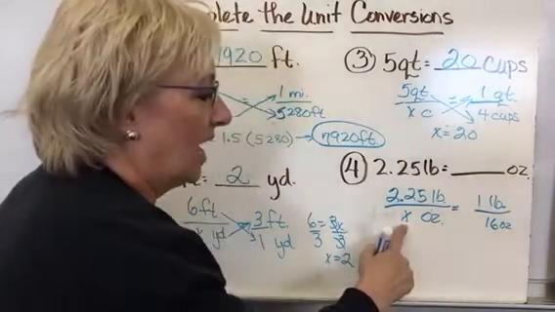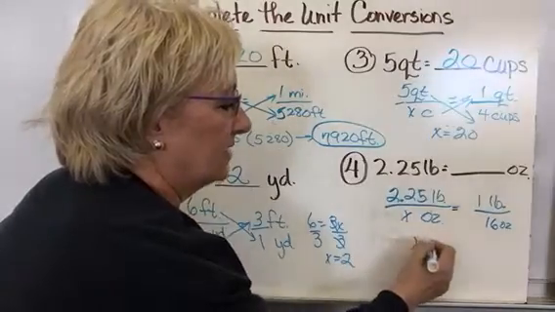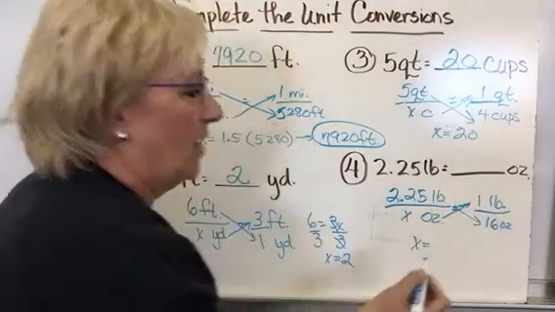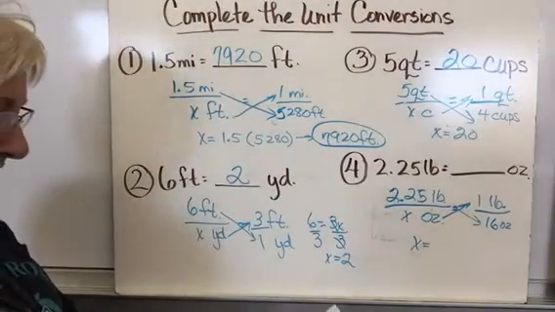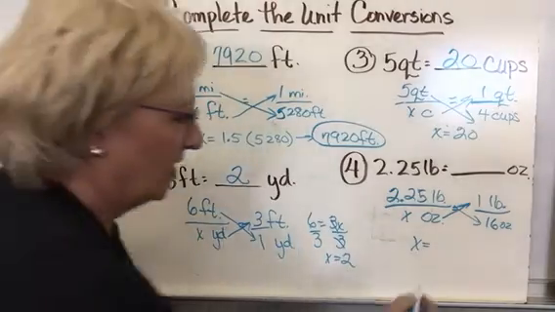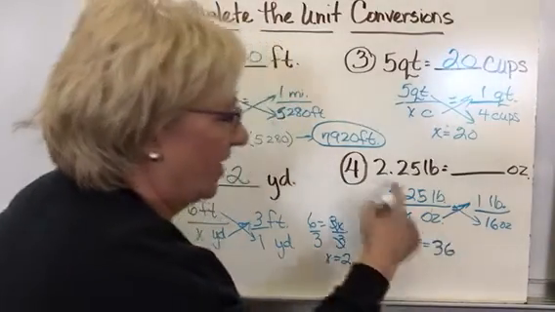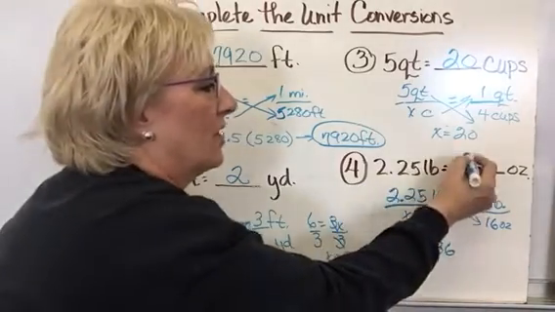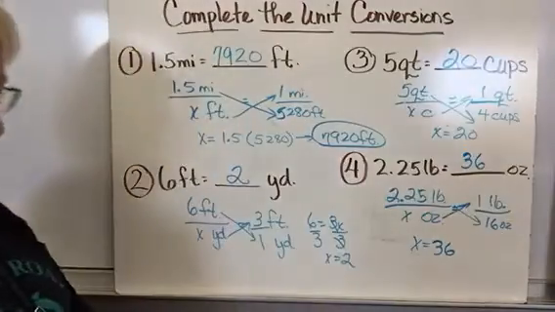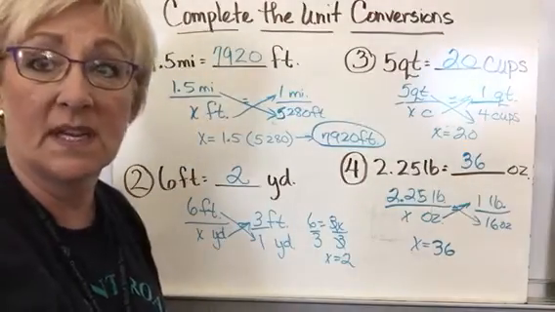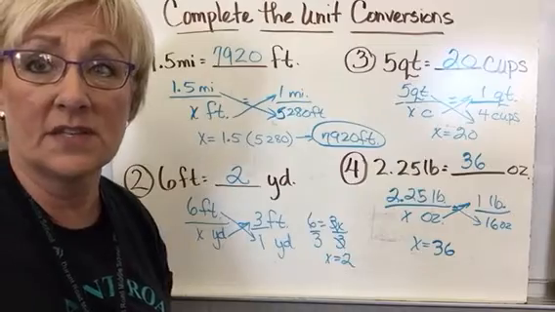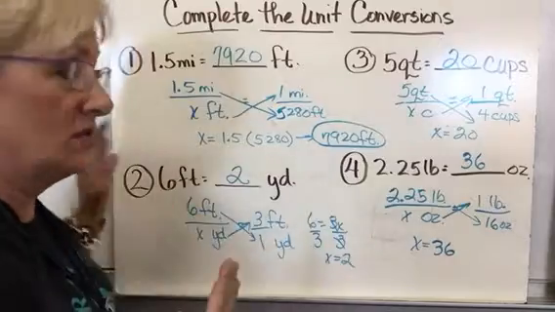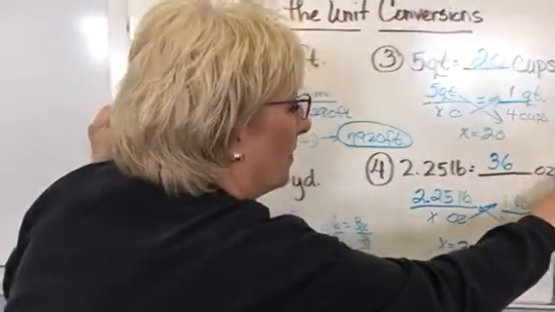So when I cross multiply, I've got X times 1 is going to be X equals 2.25 times 16. And when I say 2.25 times 16, I am going to get 36. So I know that 2.25 pounds is going to equal 36 ounces. Okay? And that's how we are going to take our customary units and convert them into what we don't know by using the customary units that we do know. Let's do a couple more.